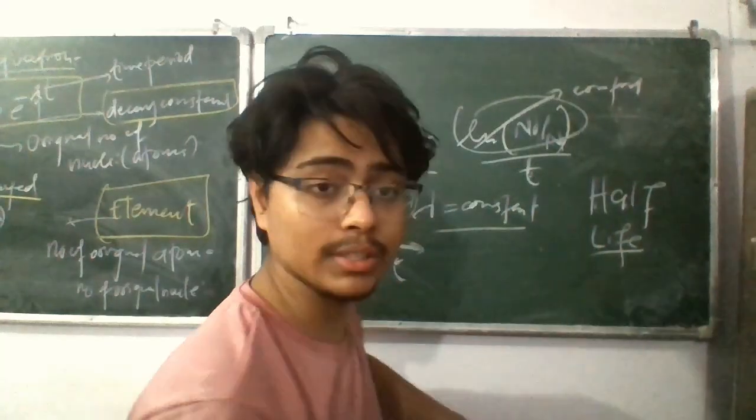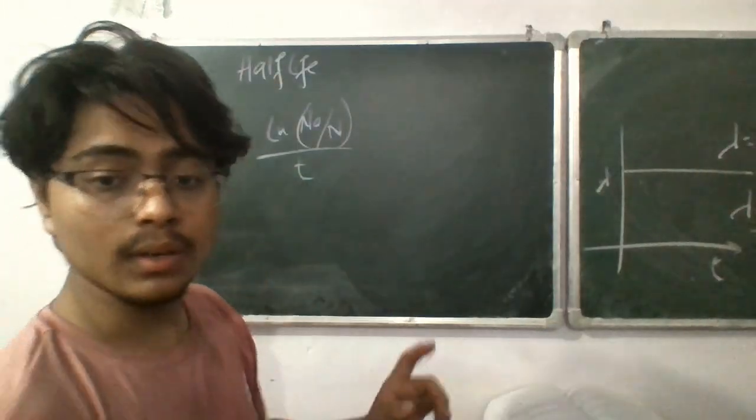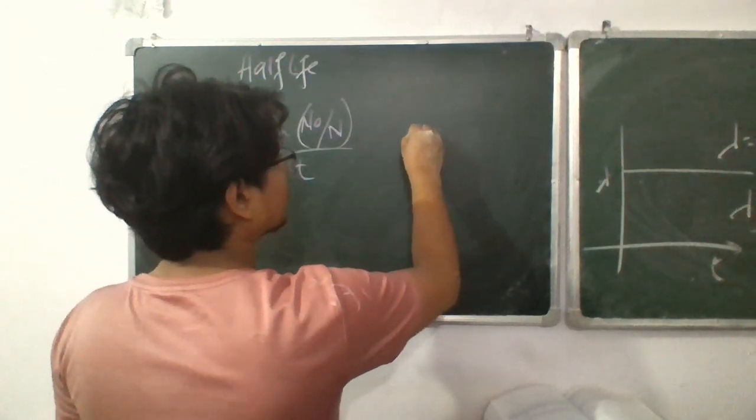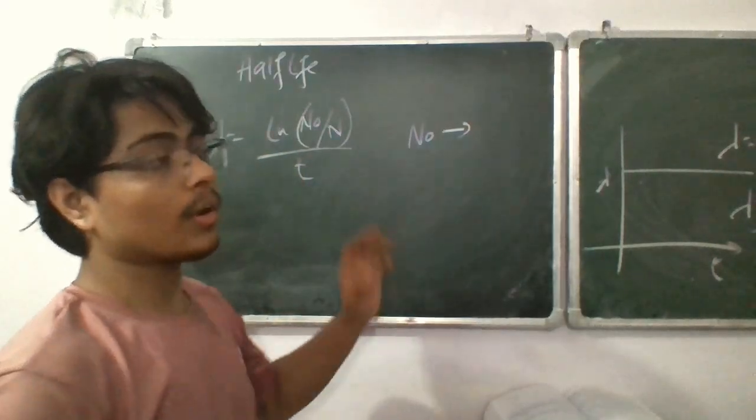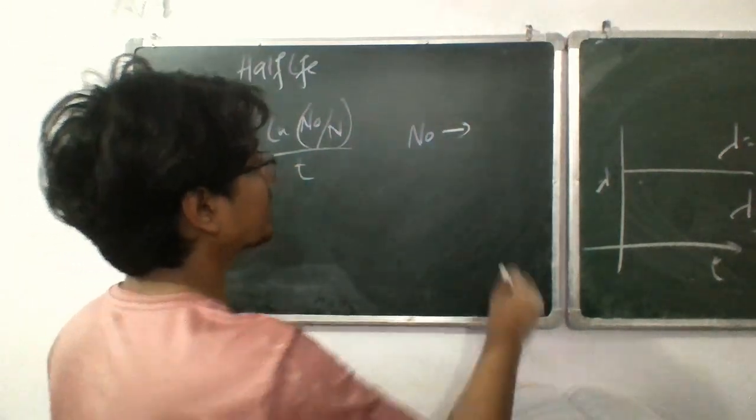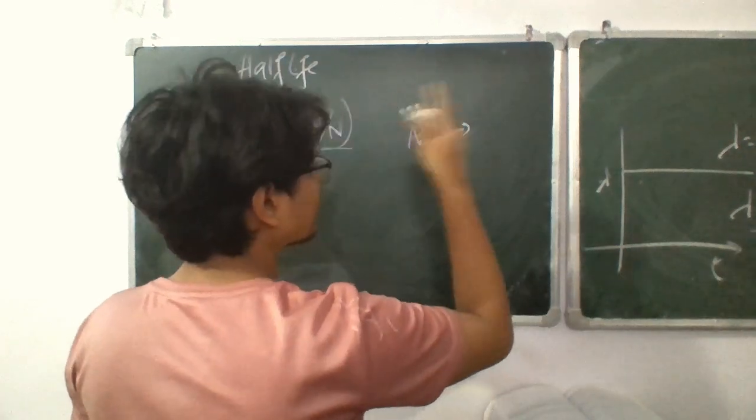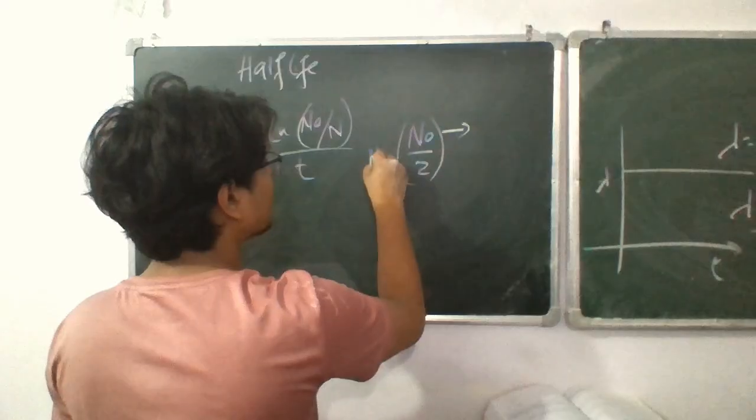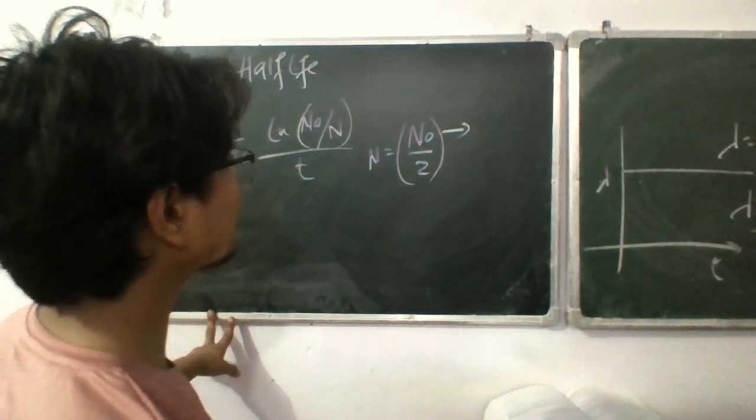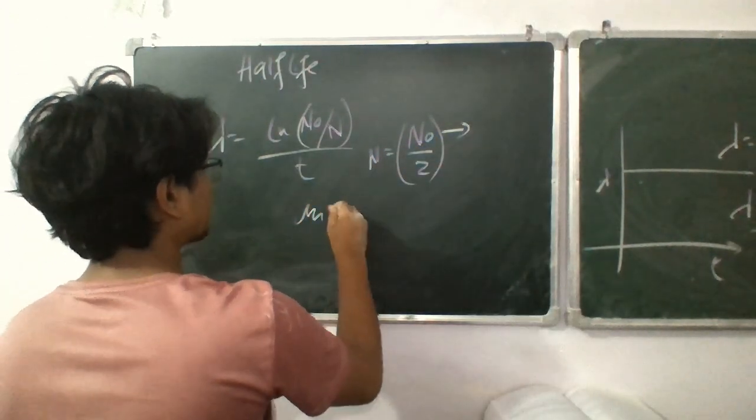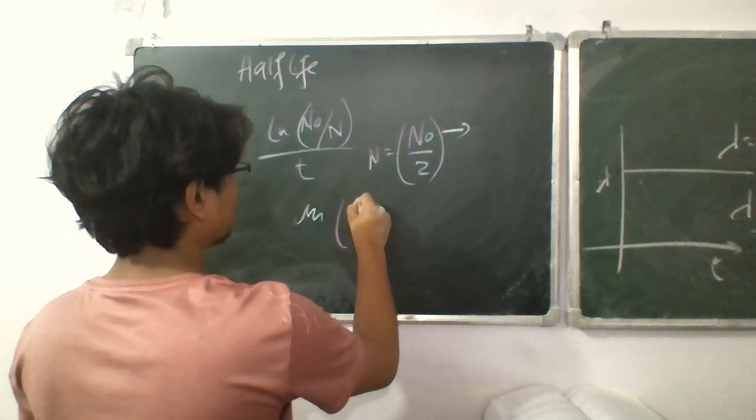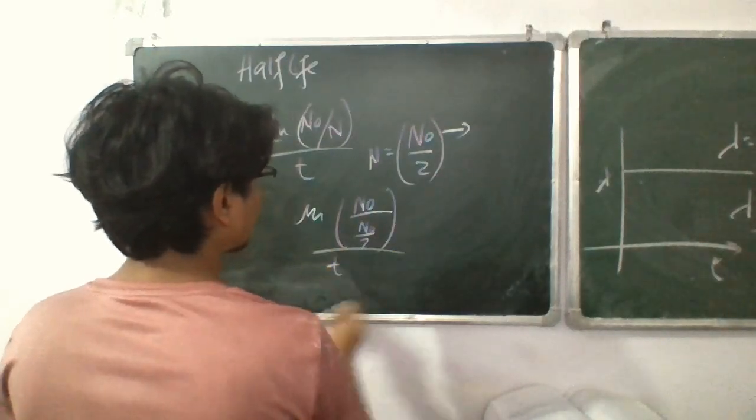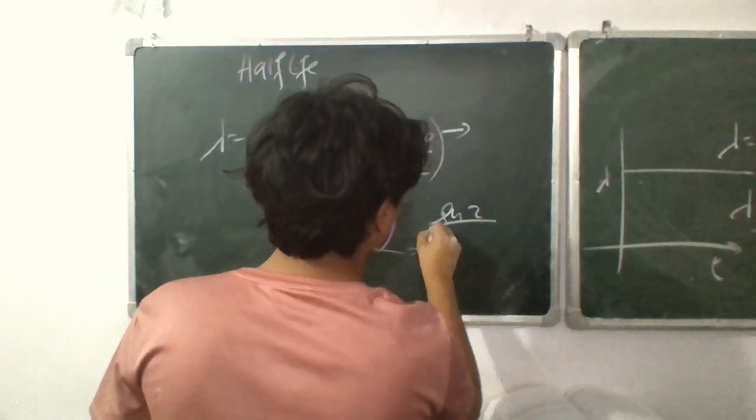Half-life. So let's see what half-life is. Half-life is actually the time in which this initial number of atoms or nuclei gets reduced to half of the original number. That means this n becomes n naught by 2. And if it is n naught by 2, then what you can say is it is n naught by n naught by 2, and that gives us ln of 2 by t.